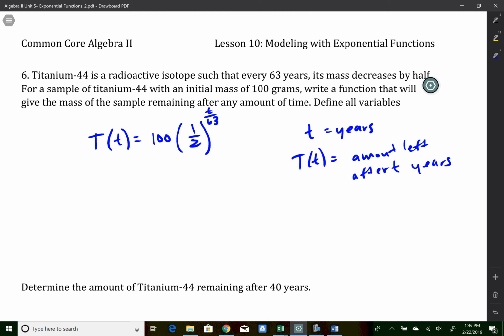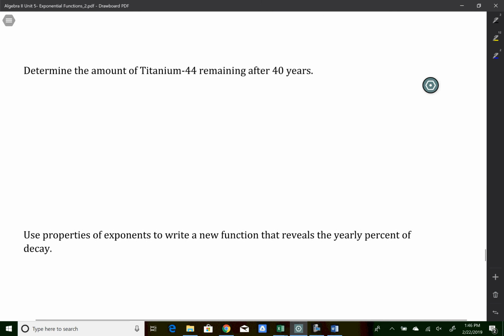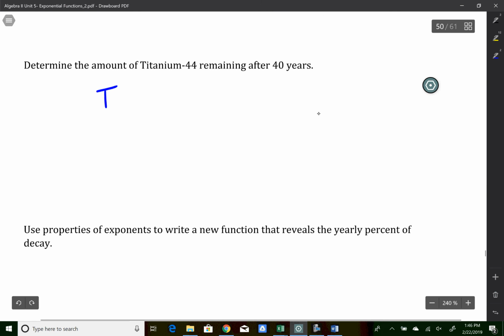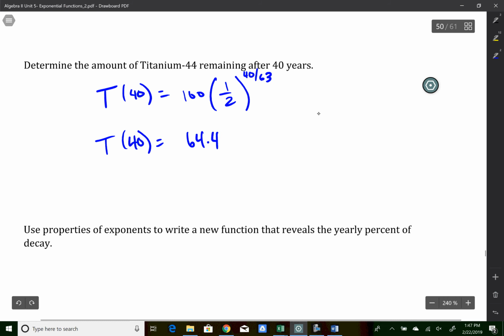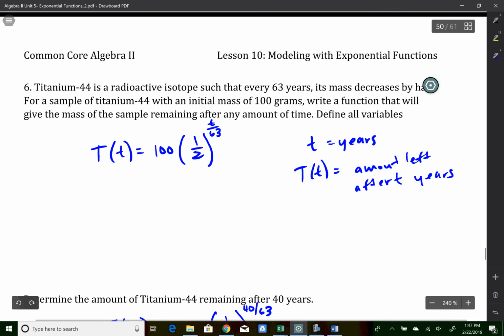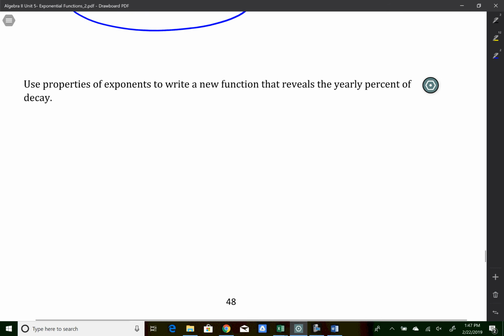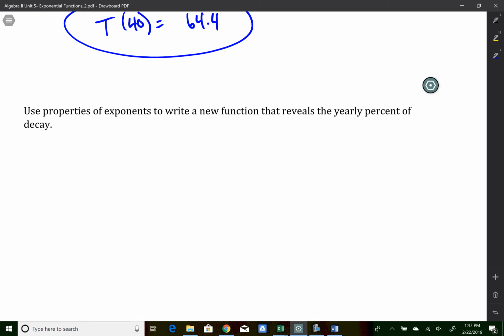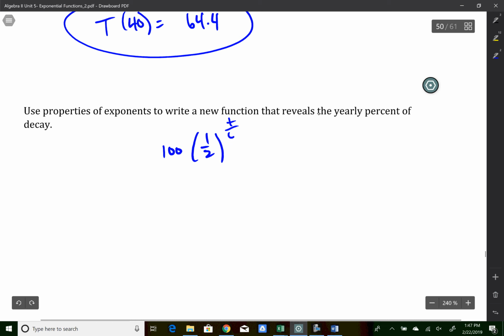That's pretty simple. Then it says how much is left after 40 years. So I could say Ti of 40 is equal to 100 times 1/2 to the 40 over 63. Type that into our calculator, and we get 64.4 grams. I think it's grams. Let's see. Yeah, grams. Then it says use properties of exponents to write a new function that reveals the yearly percent of decay. So to write a new function here, we still have 100, we still have 1/2, but we have t over 63.